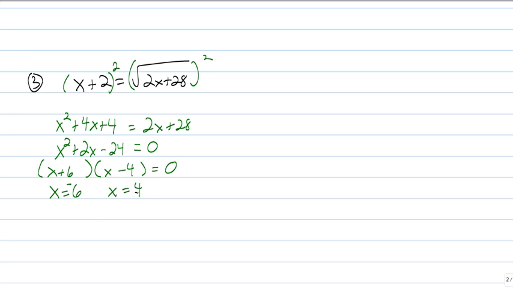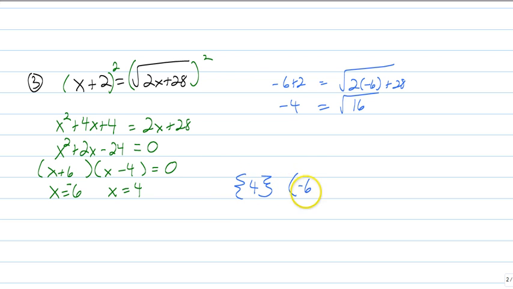Well, again, which one of these will work? Let's try the negative 6 first. If I put a negative 6 over here, I'll just show the work. Negative 6 plus 2 equals the square root of 2 times negative 6 plus 28. Well, right away, this is negative 4 over here. Negative 4 does not equal the square root of positive 16. So negative 6 doesn't work. 4 will work though. 4 is all positives, nothing will be negative on the one side. So my final solution is that 4 is the correct solution and negative 6 will not be a solution. So there is my solution in set notation.